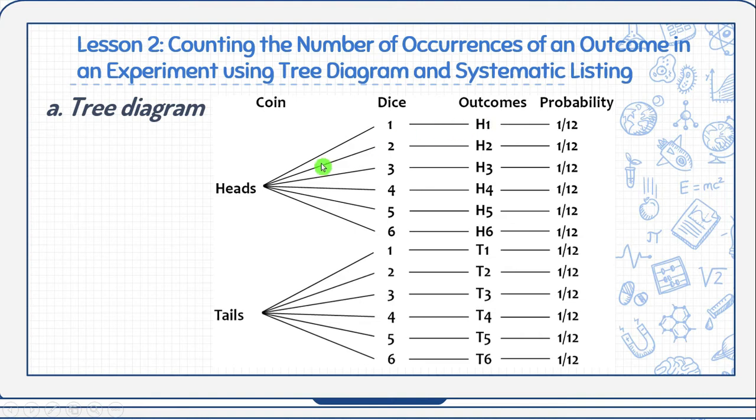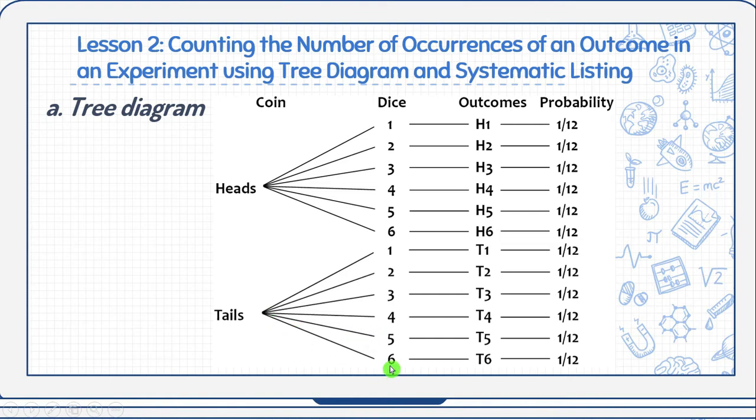Pwede din kay coin head, tapos si dice is 2. Pwede din na head, si coin, tapos si dice is 3. Then, head, dice is 4. Head, dice is 5. Then, head, dice is 6. Okay, ito yung possible outcomes natin. Pwede din na si tail, yung result ng coin. Tapos yung kapares niya na dice, ang resulta ay 1. So, T and 1. Pwede din na tail, tapos 2 si dice. 3 si dice, tail si coin. Di ba? T3. Then, tail 4. Or tail 5, then tail 6.